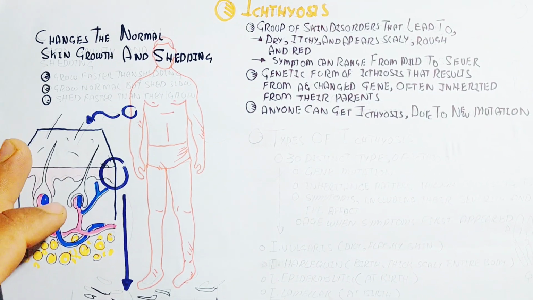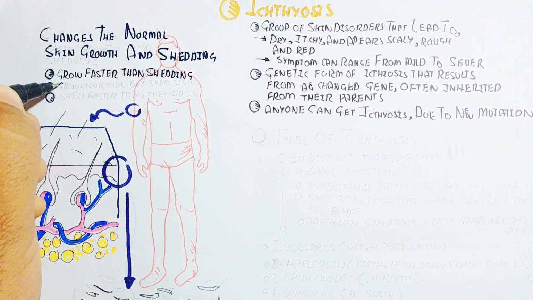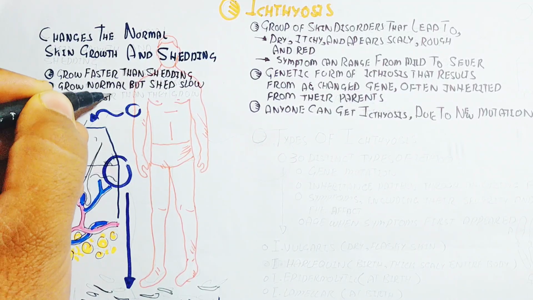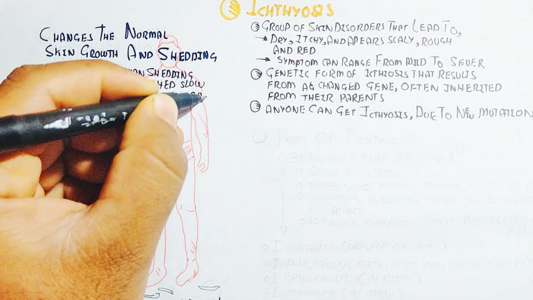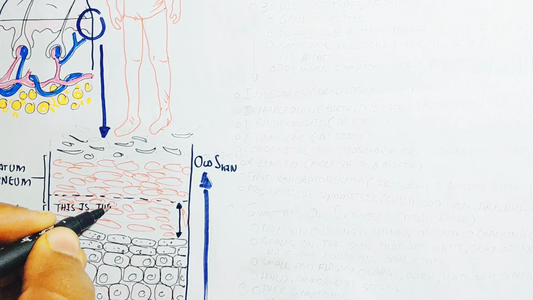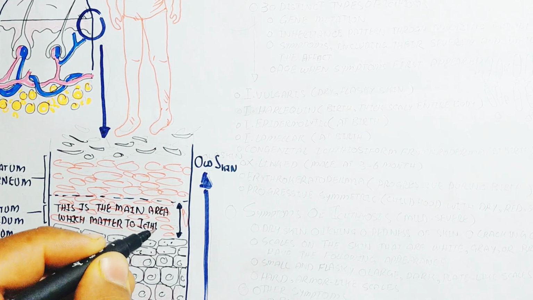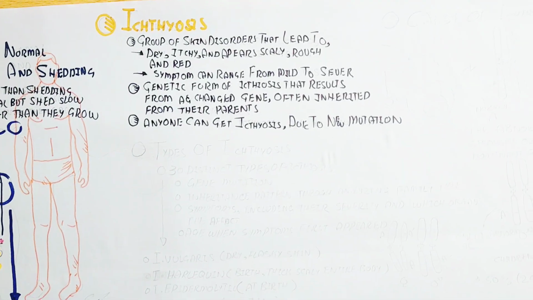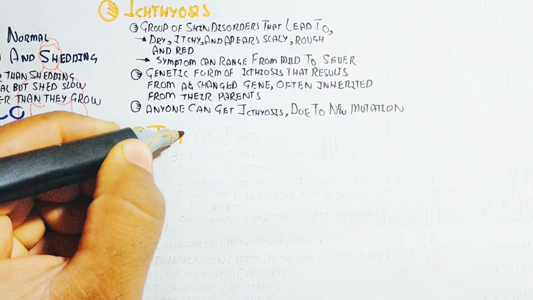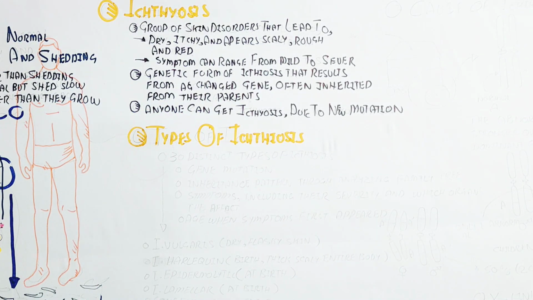In ichthyosis, the growth of the skin changes: it grows faster than it sheds, or grows normally but sheds slowly, or sheds faster than it grows. Here is the stratum lucidum, which is important. This is the main area that matters in ichthyosis, whenever there is a decrease or increase in the growth of the cells and the melanin pigment-containing cells of the stratum lucidum. Let's understand the types of ichthyosis.